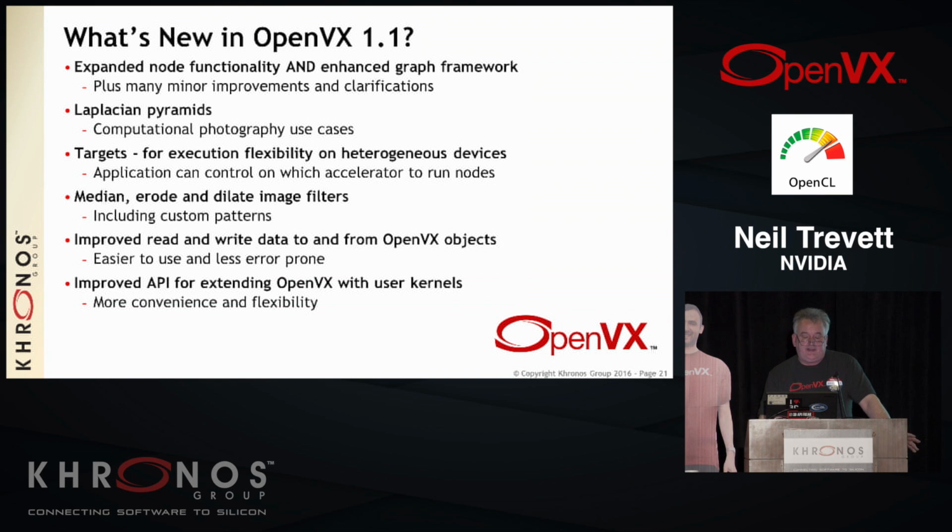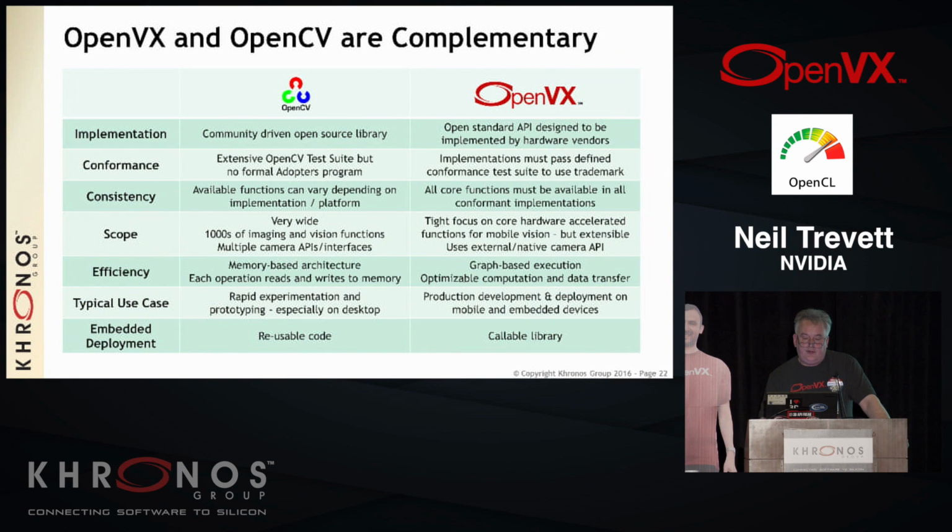There's support for Laplacian pyramids. You can have more control, if you want it, on where some of the nodes run on heterogeneous devices. You don't have to use it, but if you want that control, you can. There are more filters, better reading and writing of OpenVX objects, and better APIs for extending OpenVX with user kernels. So it makes the extension mechanism more robust, so your extensions can be a first-class citizen in the graph, which is useful because people do extend it.